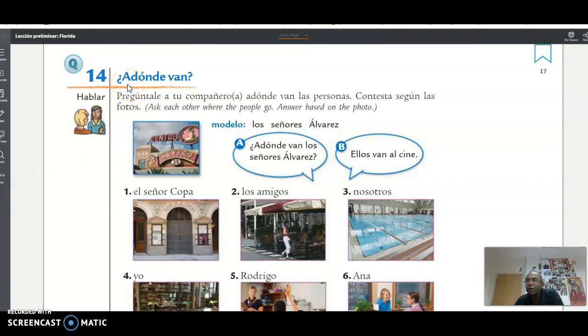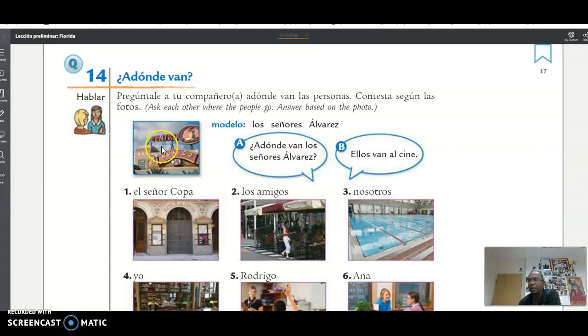Okay, so activity 14, what is it that you have to do? You guys are going to create a mini conversation, okay? Dices, pregúntale a tu compañero a dónde van las personas. Contesta según las fotos. Ask each other where the people go. Answer based on the photo. So what I want you to do, guys, is to create a mini conversation asking someone where they're going. Obviously, you have the clue because the pictures are your clue.